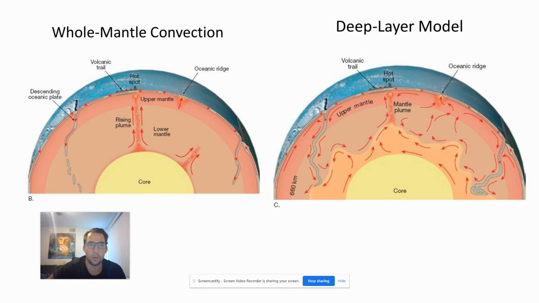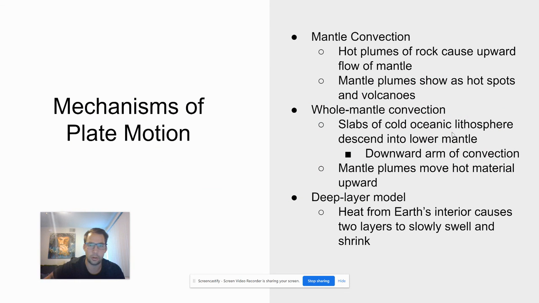There are 2 different models for convection. This is a simple model on the left-hand side, whole mantle convection. We have magma plumes coming all the way up here, and then we have parts of the plates here that are going down. So it creates this very simple pattern of the plate going down and magma coming up. The deep layer model is more complex, so it shows convection occurring at different layers of the Earth. Again, along the same ideas, but a little more complex and intricate. Okay, we're going to come back to this.